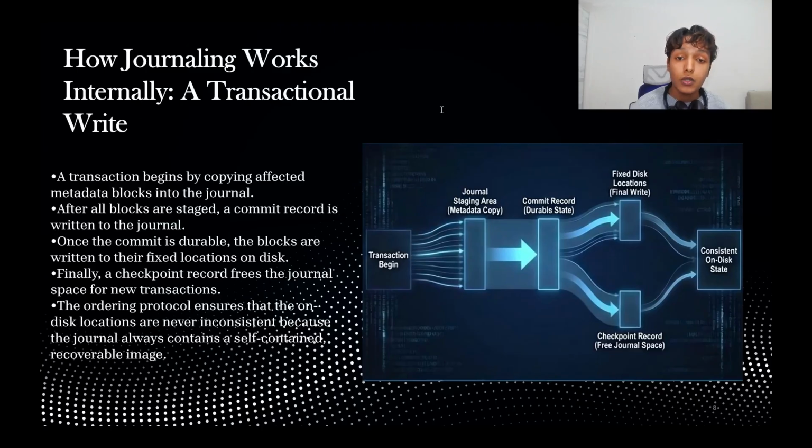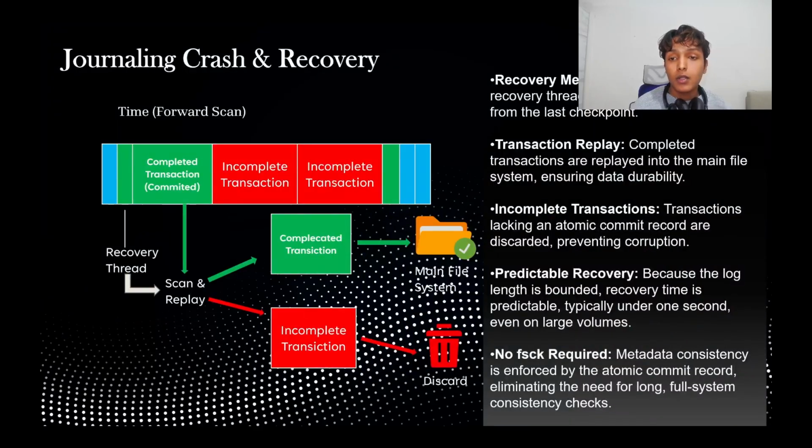And finally, we checkpoint and free journal space. This gives us atomicity: either the entire transaction is applied or none of it is. And what actually happens when the journaling file system crashes, and how does recovery work?